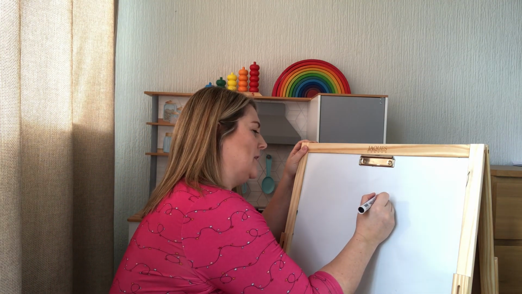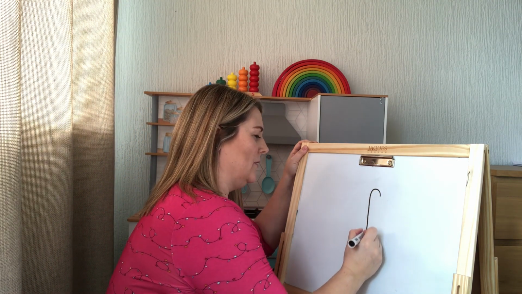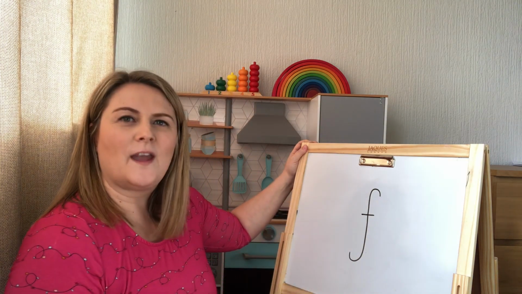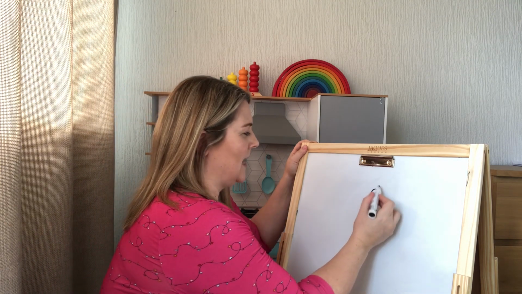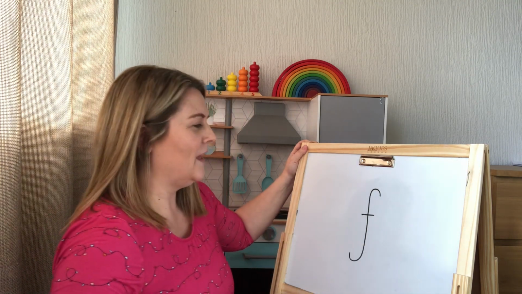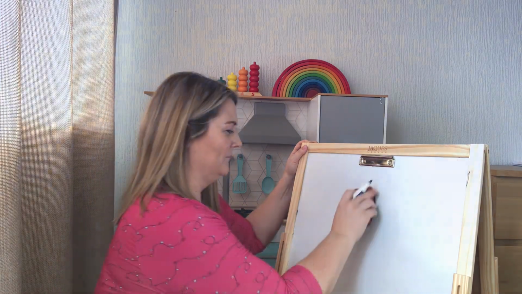We start at the top of the flower, we go down the flower with a flick and across for the leaves. Down the flower with a flick and across for the leaves. That's our curly caterpillar family.